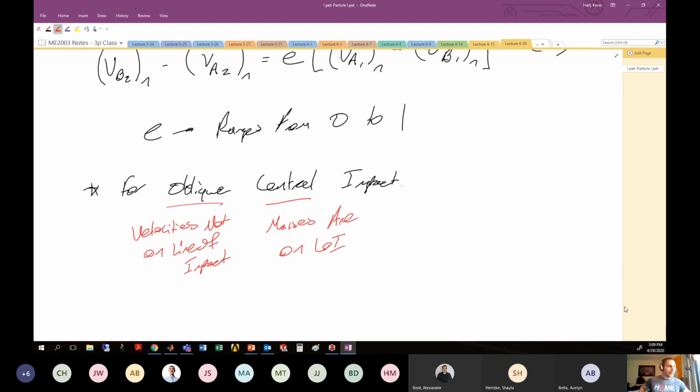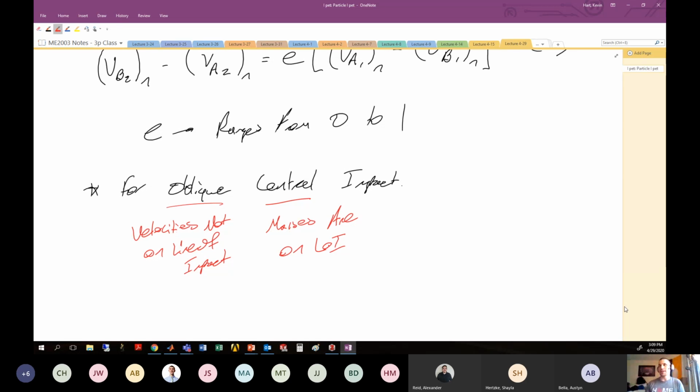Okay, so when we talk about particle collisions, which is kind of what we just drew, the masses are always on the line of impact because the mass is this tiny infinitesimal piece. So the mass must always be at the line of impact because it's the center of gravity. There's nowhere else for the mass to possibly be.